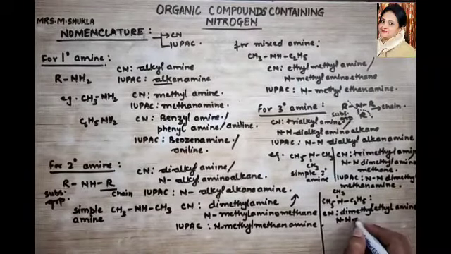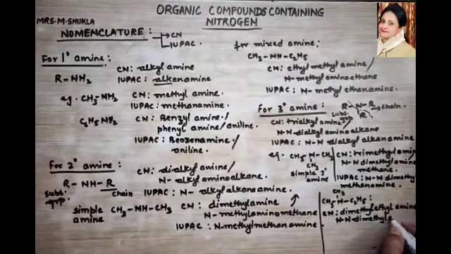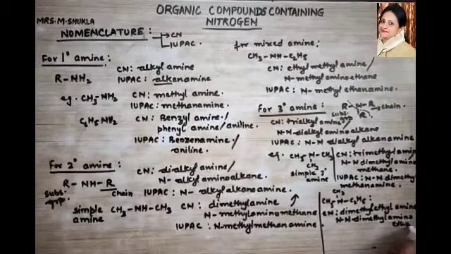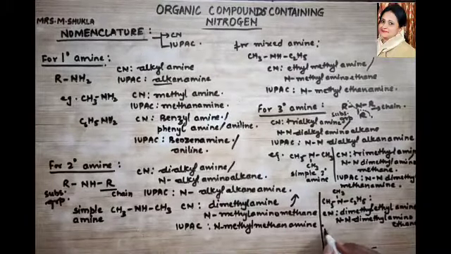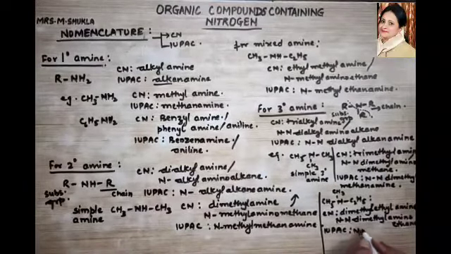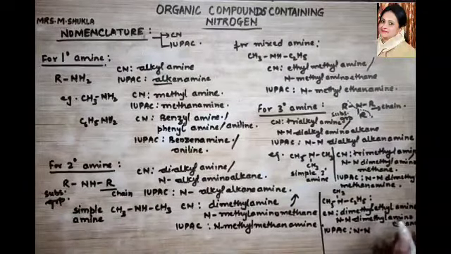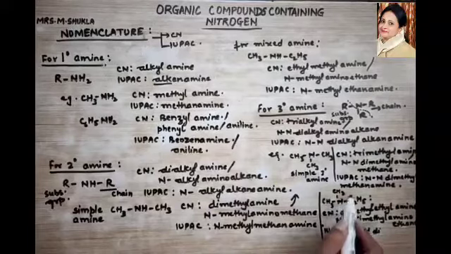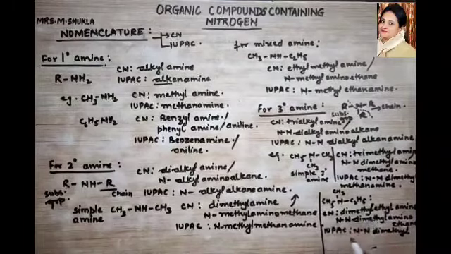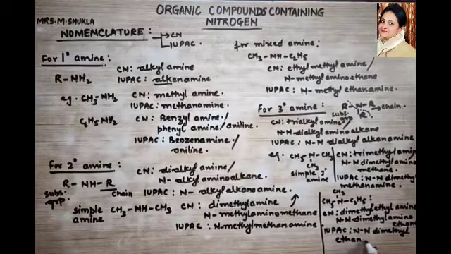Okay. This could also be written as N,N-dimethylaminoethane. Then how do we write down the IUPAC name to it? The IUPAC name of it will be N,N-dimethyl, because this is dimethyl. Then what are you going to write? Ethane amine.